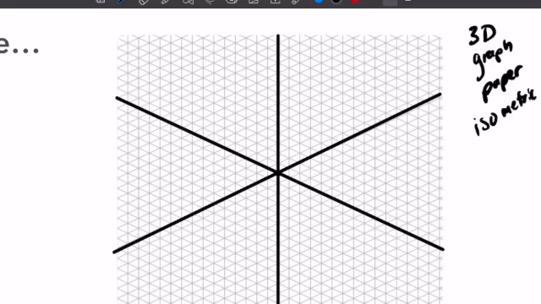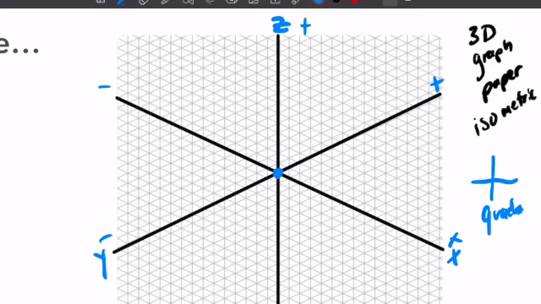Now, this axis is the z-axis. This axis is either the x-axis or the y-axis, and this is the y-axis. This is our origin. So we have positive y and negative y, positive x and negative x, positive z and negative z. So whereas in the Cartesian system we have 4 quadrants, in three-dimensional space we have 8 octants.